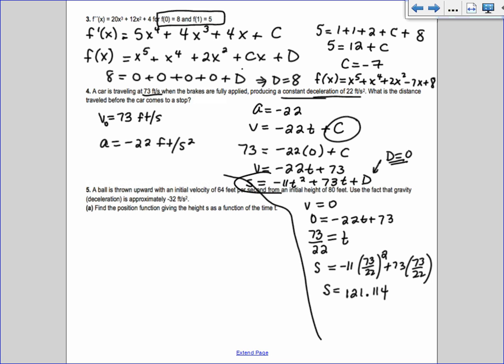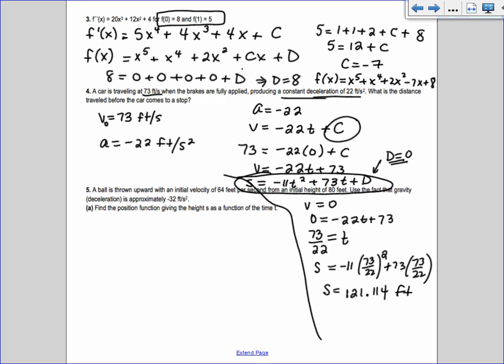It's from right here. It's the antiderivative of the velocity. It's your position equation. Okay? All right, and that would be in feet. So your answer is feet.